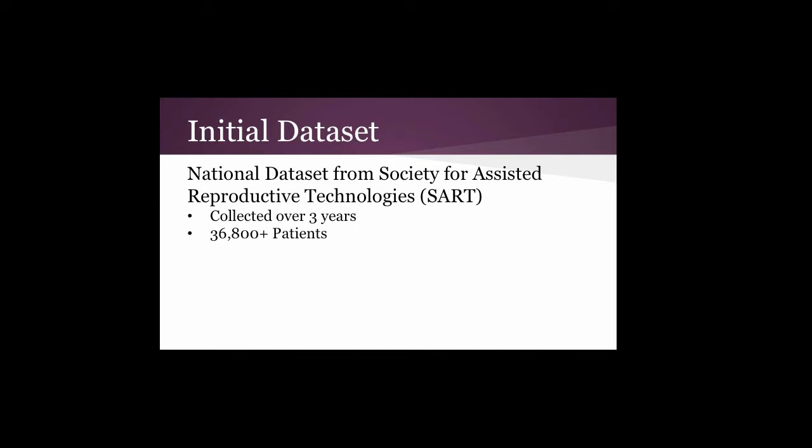The national data that we analyzed for this project came from the Society for Assisted Reproductive Technologies, also known as SART. The data was collected over 3 years with a total of over 36,800 patients and included a very detailed description of patients and embryo morphology. Embryo morphology encompasses all of the descriptions of an embryo, including how many cells they had, the day in which they were transferred, their symmetry, and fragmentation.